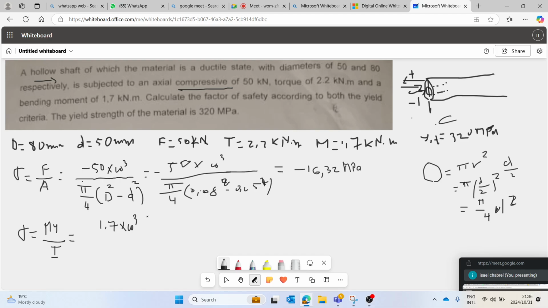But here is the thing. In this case, even if it is a hollow section, we consider the y of the bigger circle. So in this case, y of the bigger circle is 40, so you will have 0,04. But when it comes to the moment of inertia, which is pi over 64, here it's supposed to be D to the power 4 minus d to the power 4. This is where I had made a mistake.